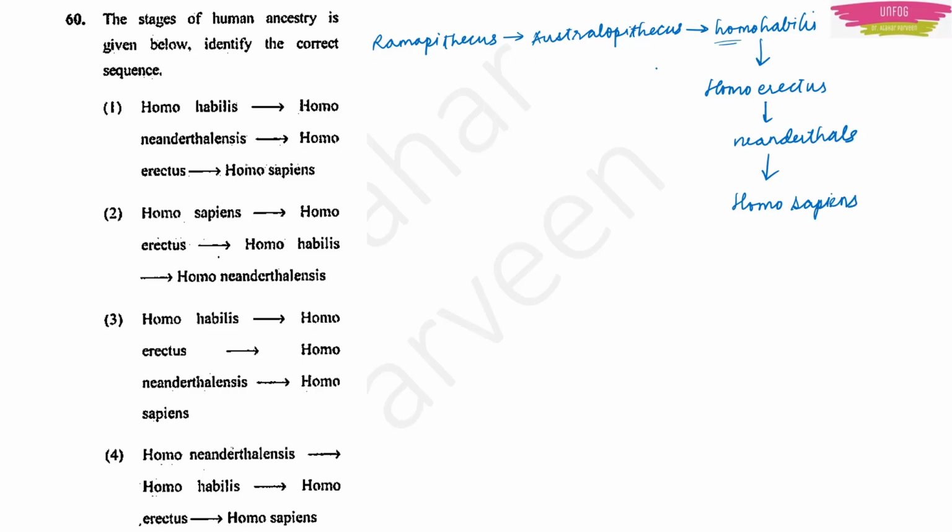So this is the actual order of the human ancestry, but here in these 4 options he has not mentioned Ramapithecus and Australopithecus anywhere. So we'll go to the third position in our human ancestry, which is the Homo habilis. And Homo habilis can be first seen in option 1 and option 3. So automatically option 2 and 4 are wrong answers.